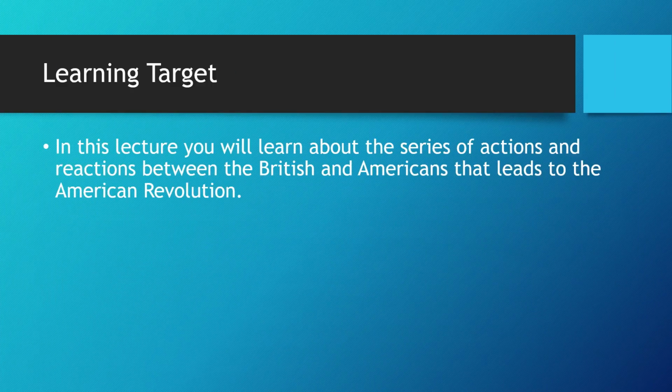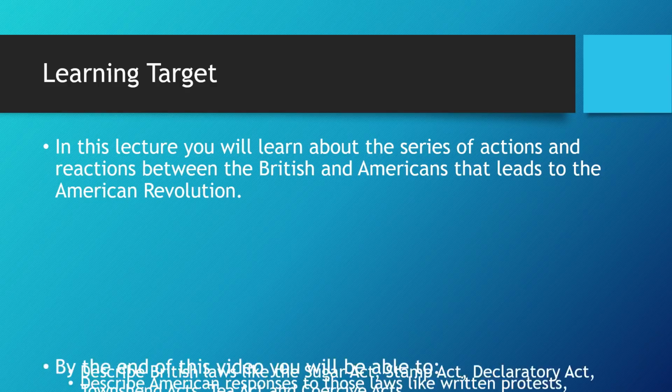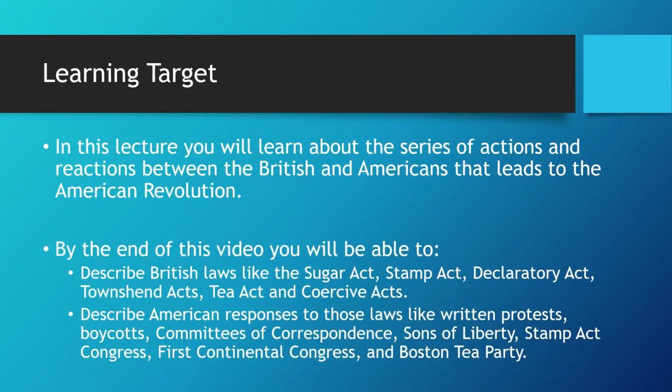In this lecture, you will learn about the series of actions and reactions between the British and Americans that leads to the American Revolution. By the end of this video, you will be able to describe laws like the Sugar Act, Stamp Act, Declaratory Act, Townshend Acts, Tea Act, and Coercive Acts, and describe American responses to those laws, like written protests, boycotts, Committees of Correspondence, Sons of Liberty, Stamp Act Congress, First Continental Congress, and the Boston Tea Party.